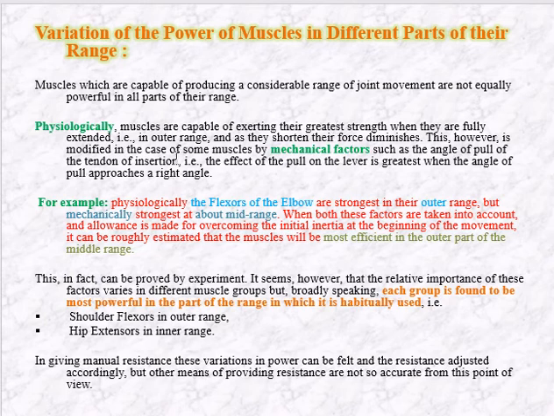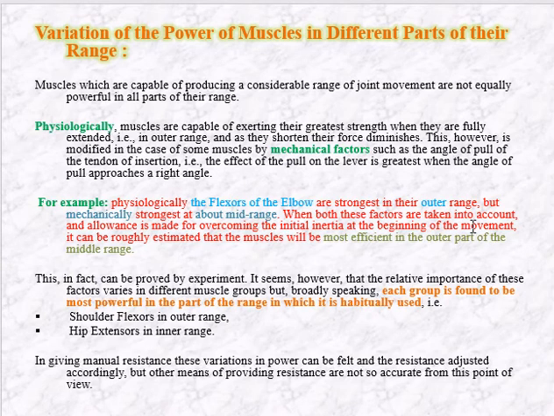This, however, is modified in the case of some muscles by mechanical factors such as the angle of pull of the tendon of insertion. That is, the effect of the pull on the lever is greatest when the angle of pull approaches a right angle. For example, physiologically, we can say the flexors of the finger are strongest in the outer range, but mechanically strongest at about mid range.